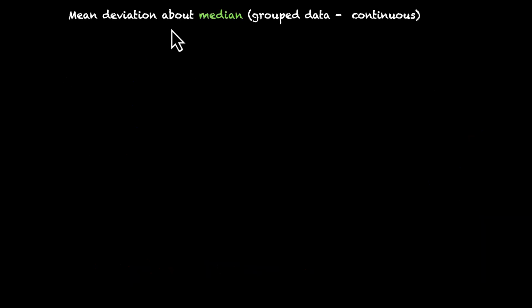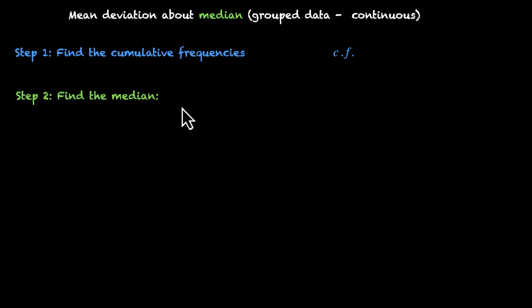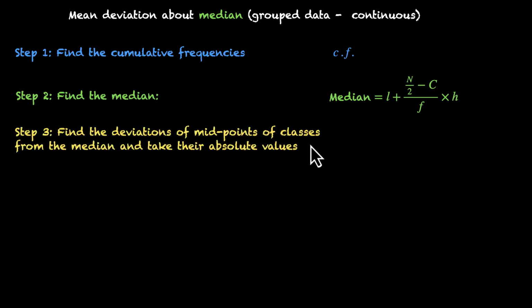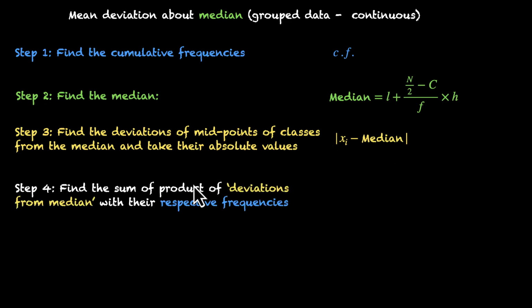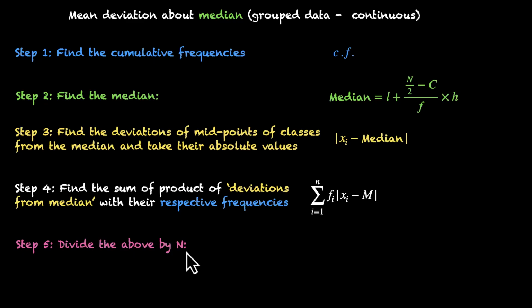Now let's summarize. To find the mean deviation about median for these questions, the first step is to find the cumulative frequencies. Once we have that, we'll figure out the median. The formula for median is L plus (n by 2 minus C) by F times H. Once we have the median, we'll figure out the deviations of midpoints of classes from median and take their absolute values. That's mod of xi minus median. And once we have these deviations, we'll multiply them with the respective frequencies and take the sum. That's sigma fi mod of xi minus m. We divide this sum by n, the total number of observations, to get the mean deviation about median. That's 1 by n of sigma fi mod of xi minus m.